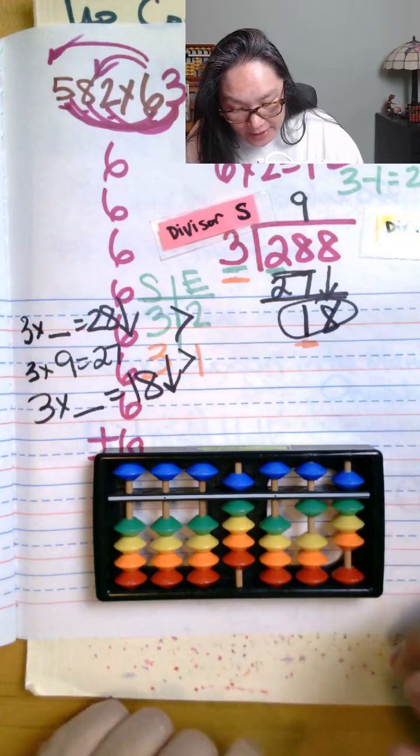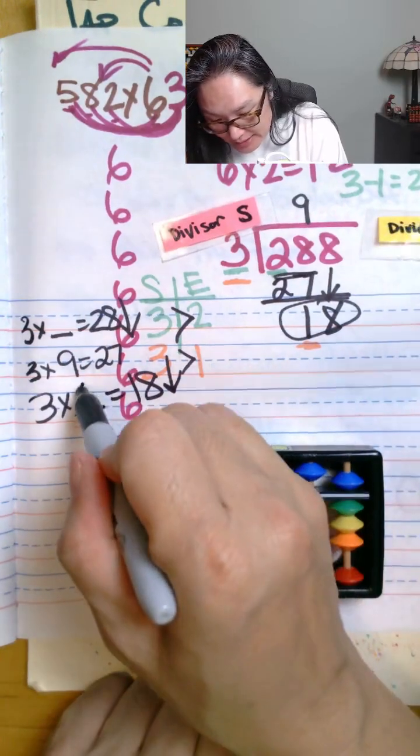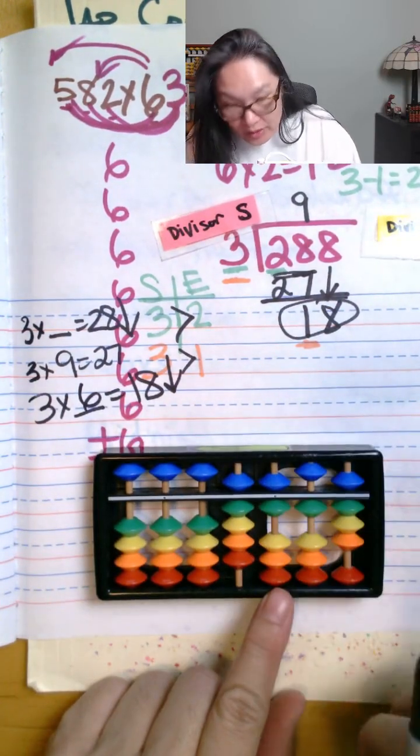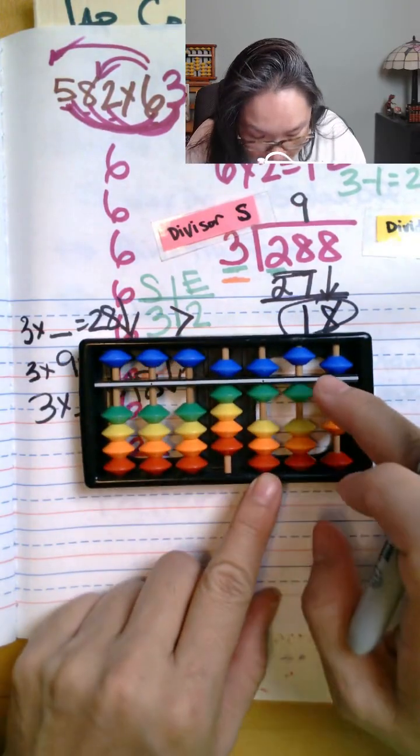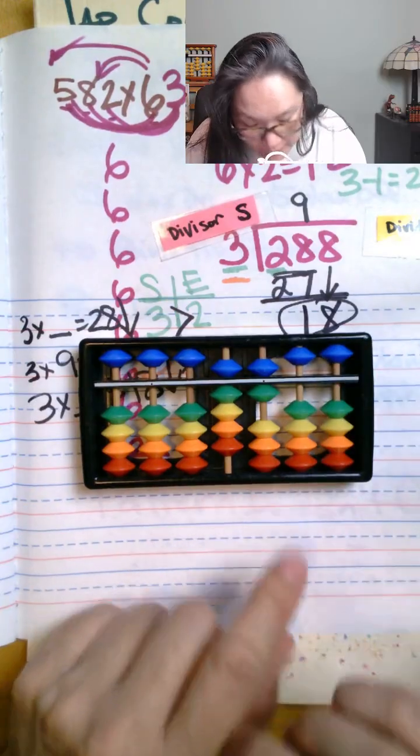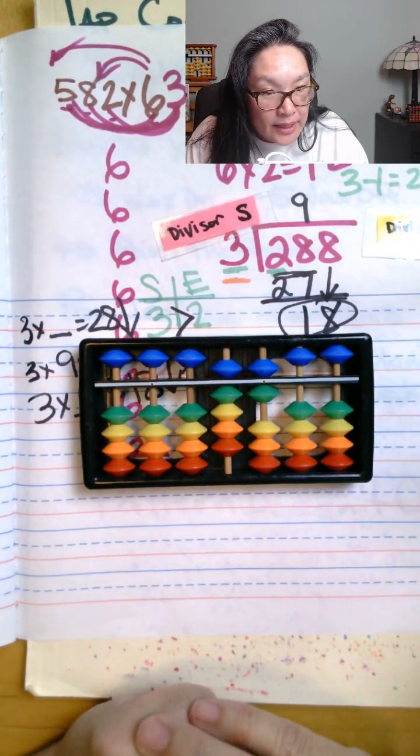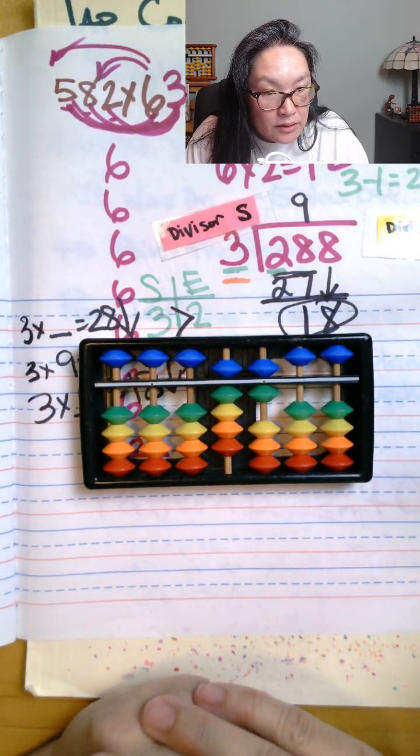So they have this in their head. So my answer is 6. So I put 6 here as my answer, and I take away 18. Take away 1, and then take away 8. So then my answer is yes.